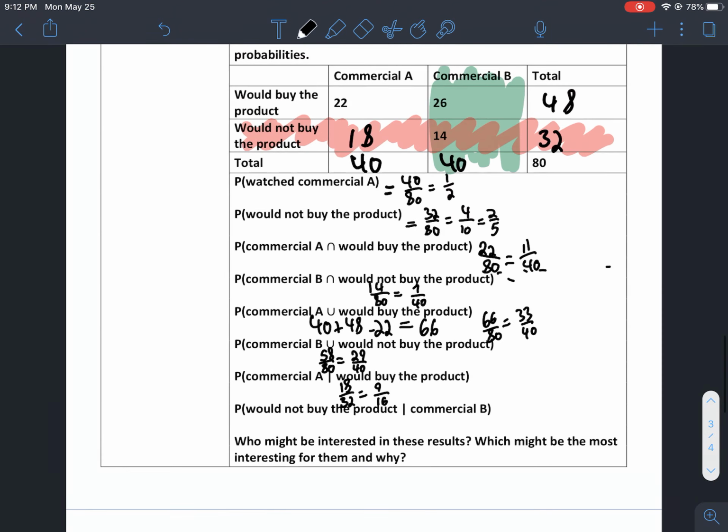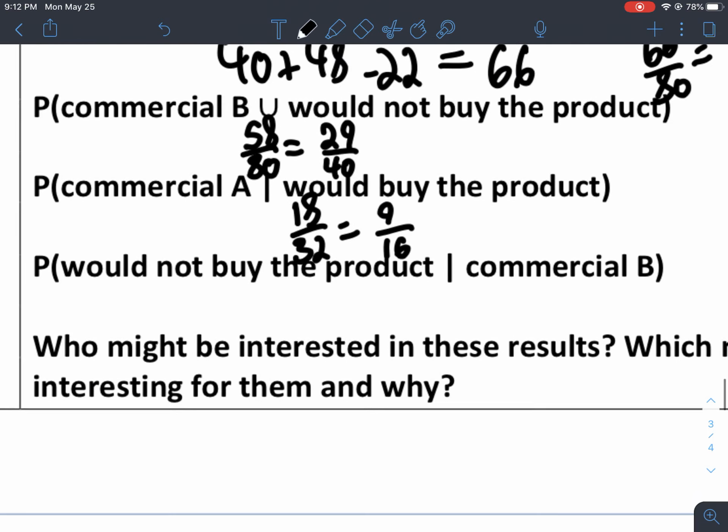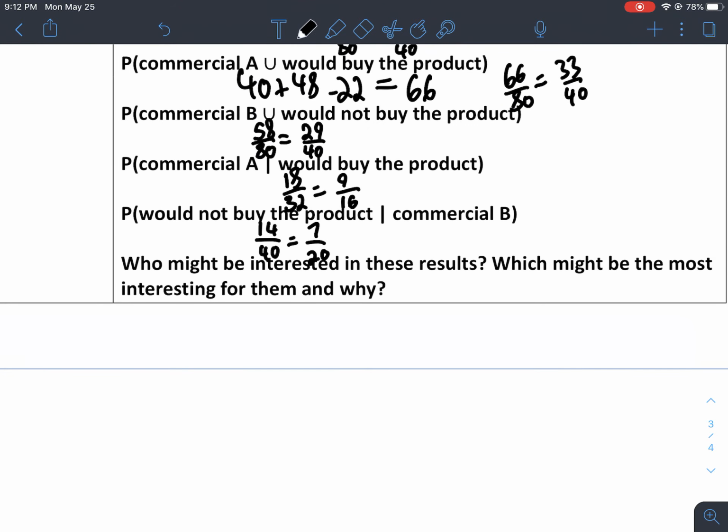How many would not buy the product given that they watched commercial B? Well, 14 of those who watched commercial B wouldn't buy the product. And how many people watched commercial B? Well, 40 of them. So 14 out of 40, or 7 out of 20.